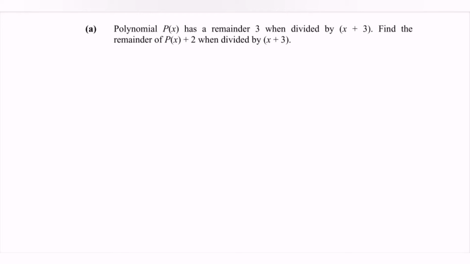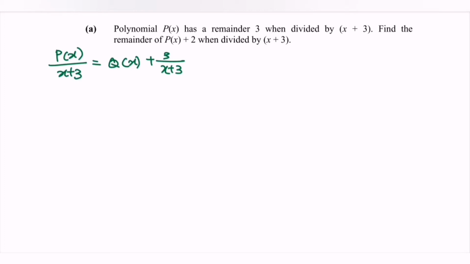In this video, I'm going to discuss the example for polynomial. Given the situation, polynomial p(x) has a remainder 3 when divided by x + 3. So for this case, we have p(x) over x + 3 equal to q(x) plus the remainder, where we have 3 over x + 3. So that is the situation.